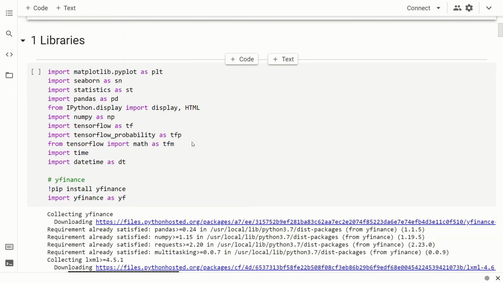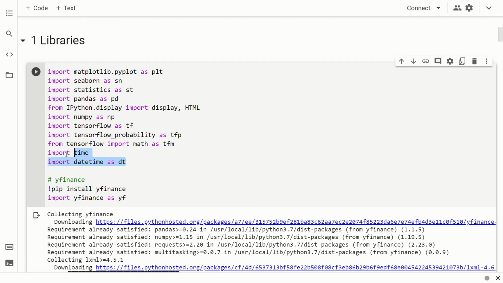Okay, so the first point, we import the libraries. It's nothing fancy: Matplotlib, Pandas, TensorFlow, something to control the time and the datetime of our data. We also use yfinance, which is an API to download the data from Yahoo Finance.